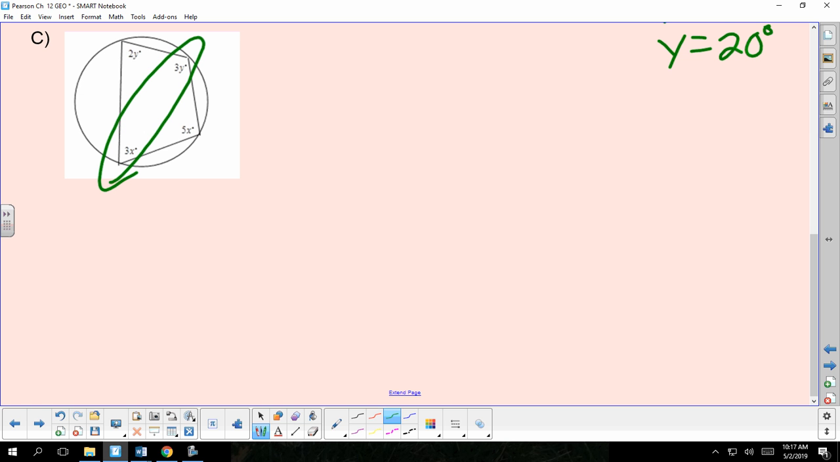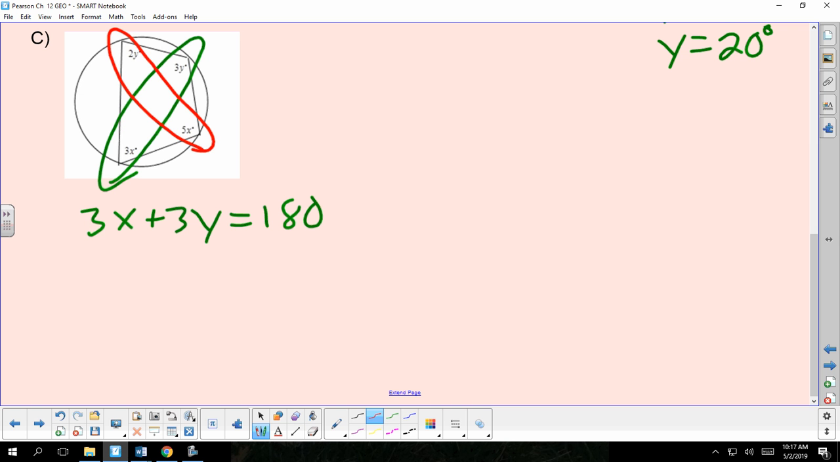Let's go ahead and set this up. 3x plus 3y equals 180. And then these guys, 5x plus 2y equals 180. So now I have two equations with two unknowns. We should be able to solve this using a system of equations. We can either use substitution or elimination. So let's see what will work best for this one.